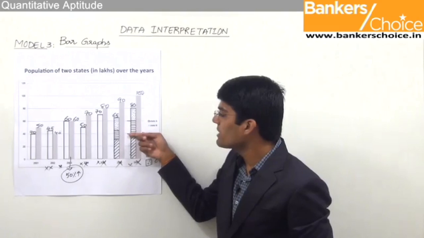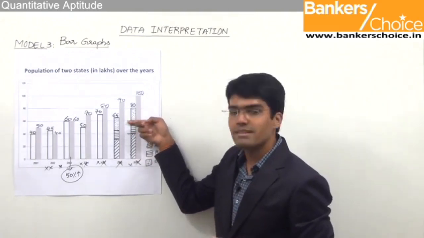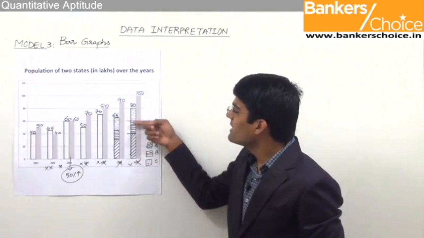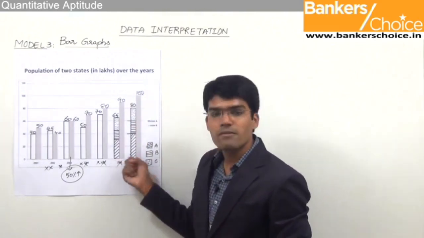We should take only from the point where the shading starts to the point where the shading ends. So 40 to 60 is 20. Again, state C is 60 to 80, that is 20. Let us see what are the values in case of 2006.